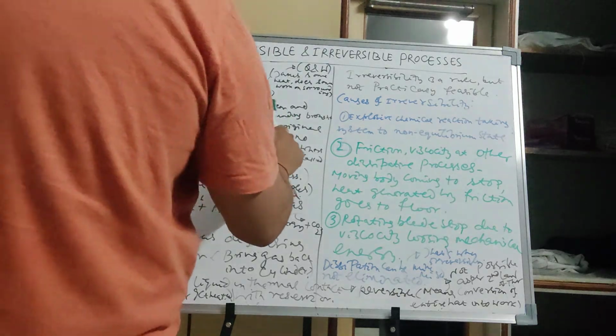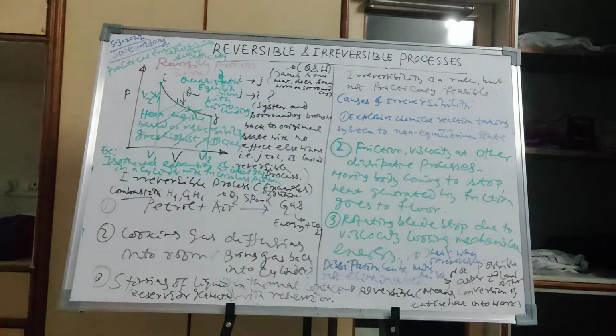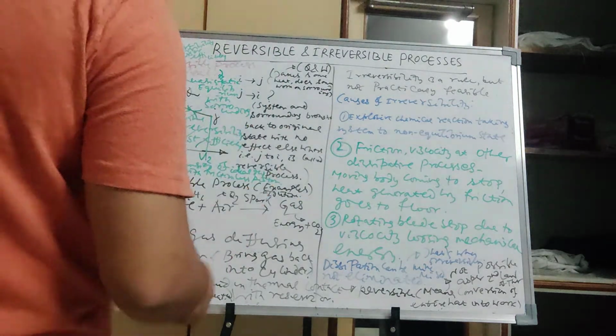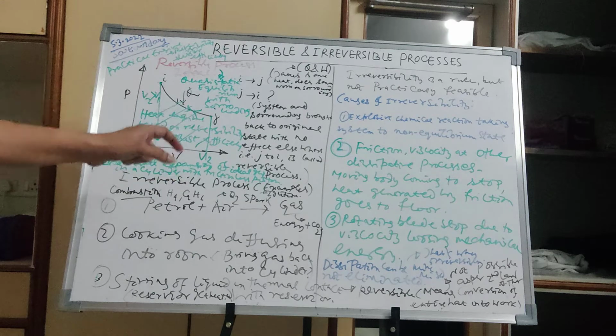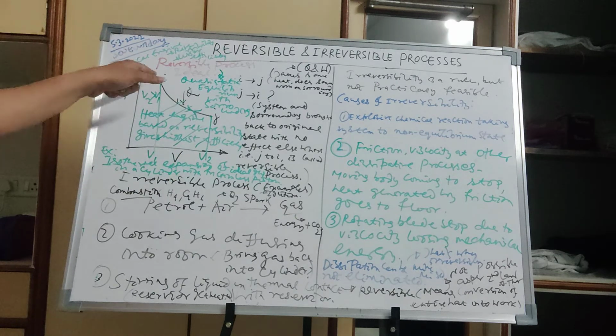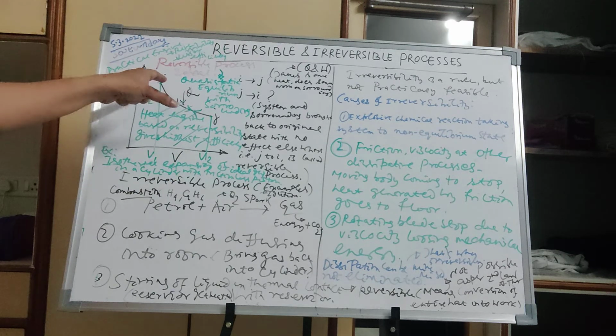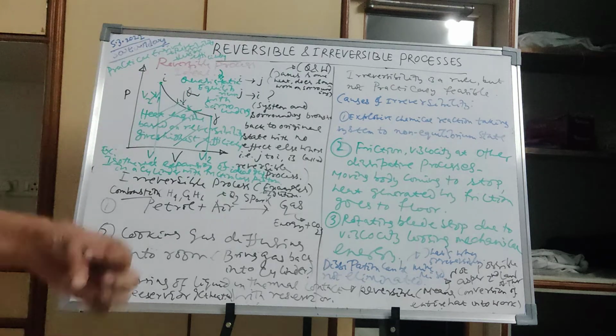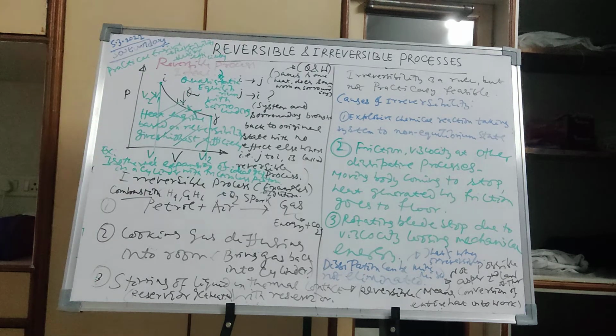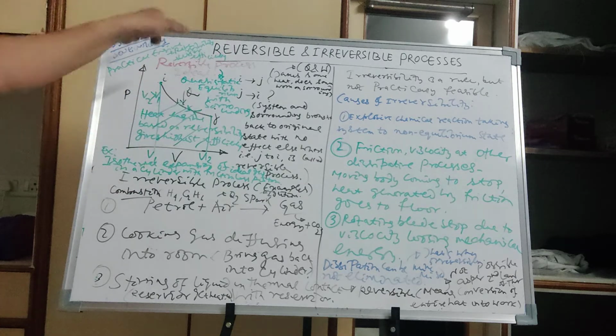The system and surroundings are brought back to the original state with no effect elsewhere. That, from J to I, is called a reversible process. So if you can bring this gas back to its original condition, suppose, because of heat exchange, the outside has taken some heat. So when it is getting compressed again, here it has expanded. Now you are compressing it.